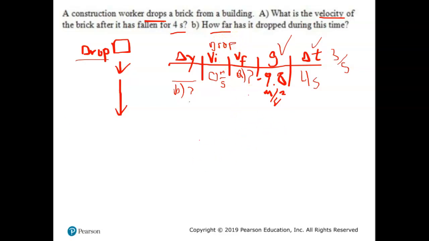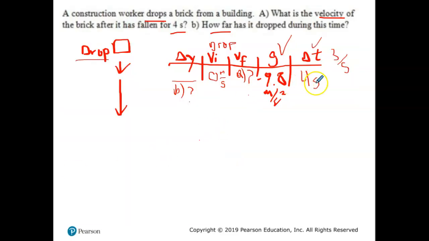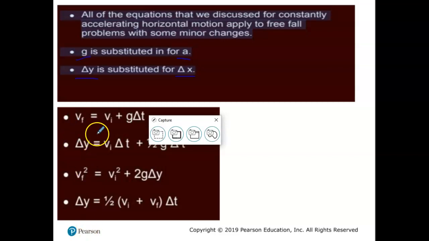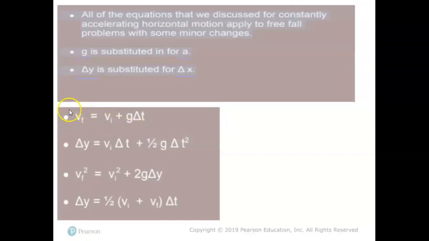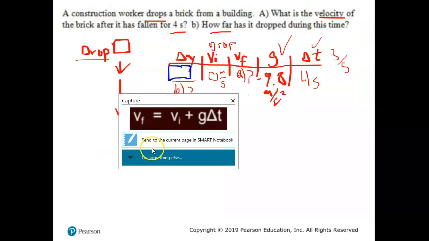So I'm going to go back to these equations. I'm going to pick the equation that makes the most sense for this first part A. For part A, we don't have the change in y. That's the thing that's not given. So I want the equation that doesn't have that. So if I come back here and take a screenshot of it, it is the first one. So the first equation there is what we're going to use.